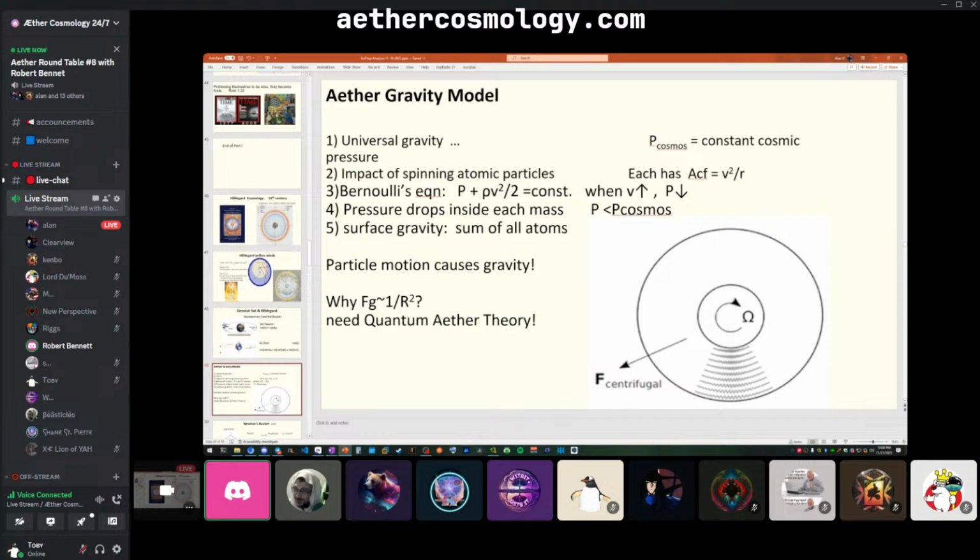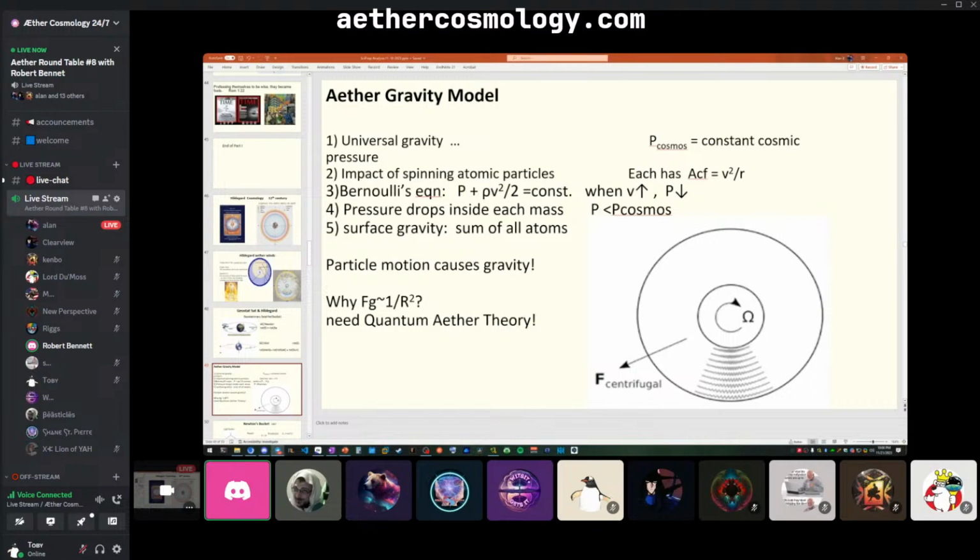So I'm saying the motion of the spin of the ether atoms creates a pressure drop, and that pressure drop is less than the outside. So the outside tries to push in, which is what gravity is. Now, why is it an inverse square law? That is still to be done, TBD. Okay, but that's what my version is of what gravity is.